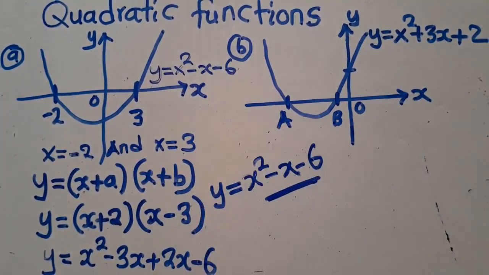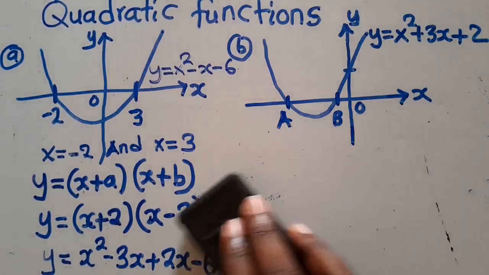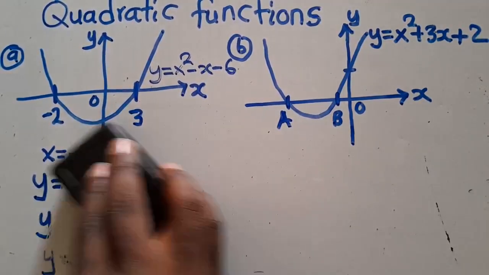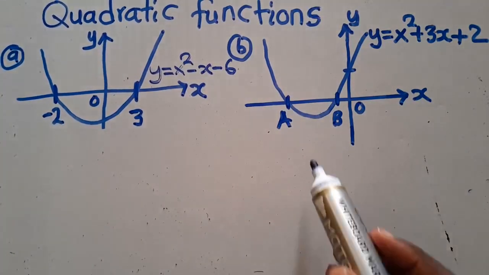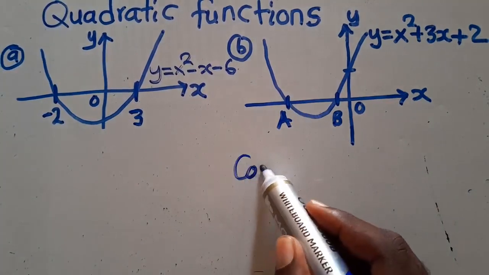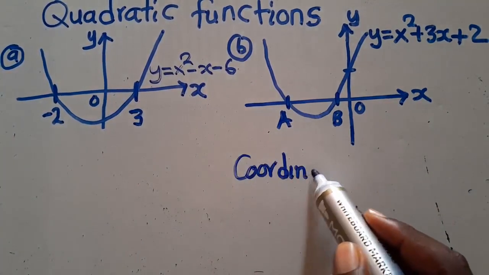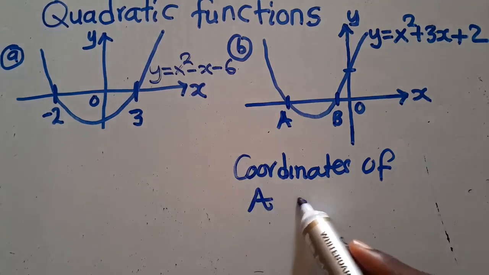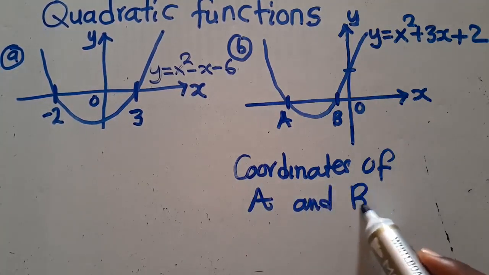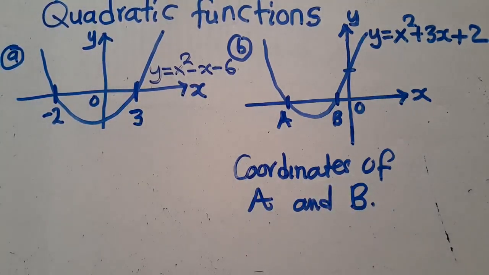As simple as that. So we've identified the graph for that one. So now we move to this question. What are we told in this other question? In this other question, we are told to find the coordinates. So maybe if I was to write the question, you are told to find the coordinates of what? A and B. How can you find the coordinates of A and B?